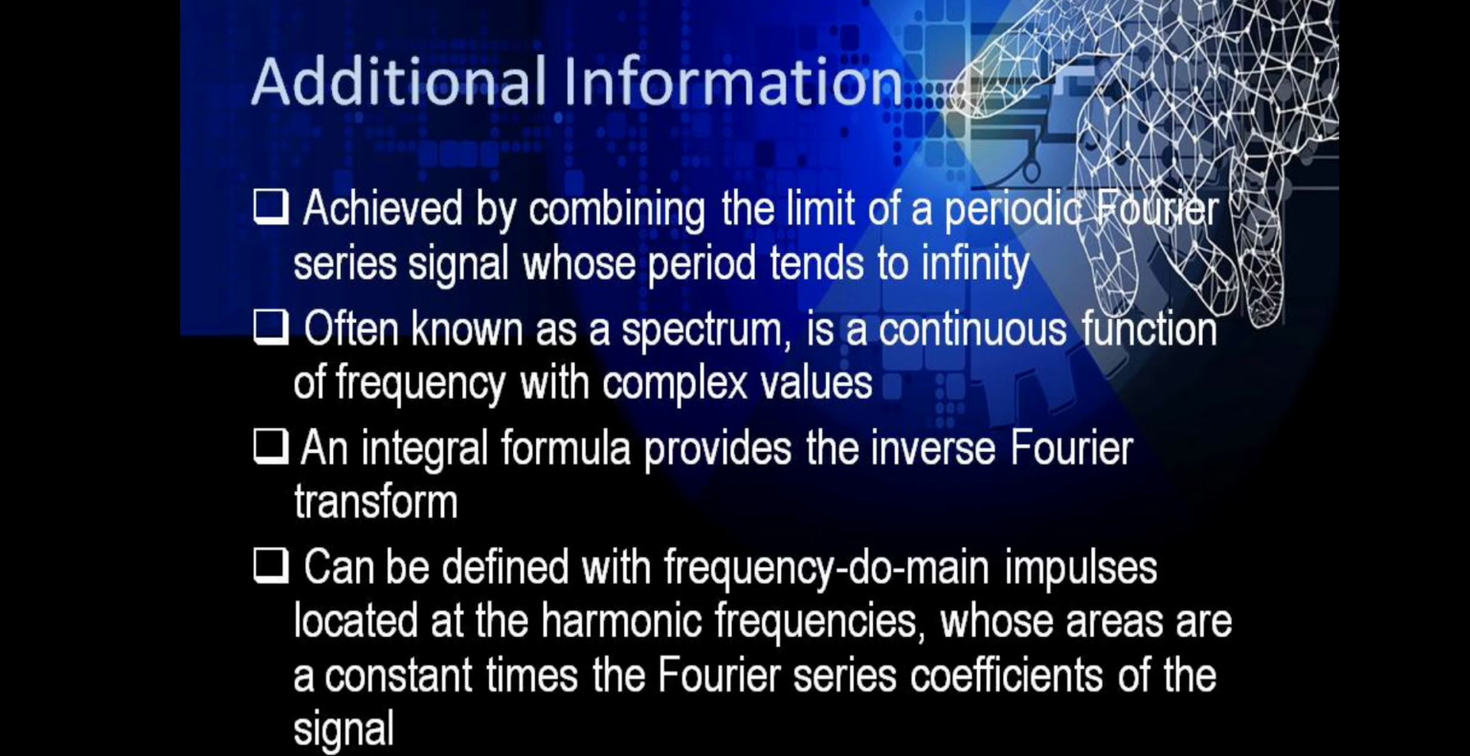A signal's energy density spectrum plot is the magnitude squared of its spectrum. An integral formula provides the inverse Fourier transform. However, it is frequently possible to conduct a partial fraction expansion of a Fourier transformation, and the time domain signal is frequently derived from a database of Fourier transformation pairs. The Fourier transform of a periodic signal can be defined with frequency domain impulses located at the harmonic frequencies, whose areas are a constant times the Fourier series coefficients of the signal.